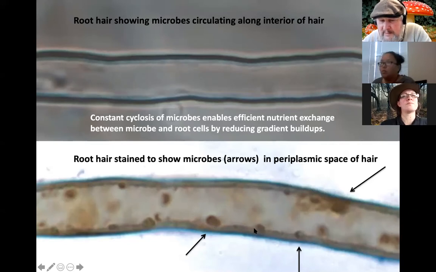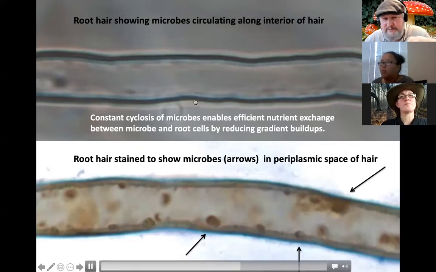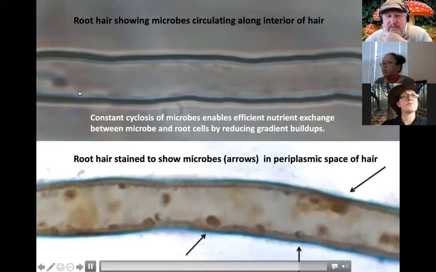Okay, and now in the upper image, what you see is a movie from a living root hair. And what you see is the cyclosis that's happening that I talked about, this constant movement. These hairs are in motion. They're not still. They're in constant motion.